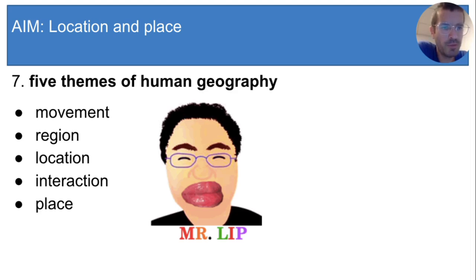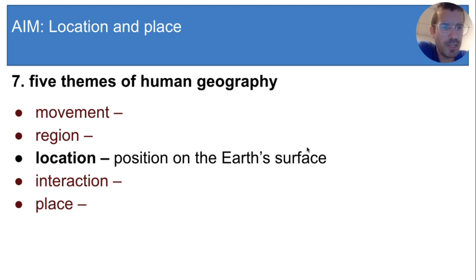A helpful way to remember the 5 themes is through the acronym Mr. Lip. Imagine a guy with a huge lip, and that is our 5 themes of human geography. We're going to go over each of the 5 themes over the next few days, but today we're going to focus on just 2 of them, location and place.